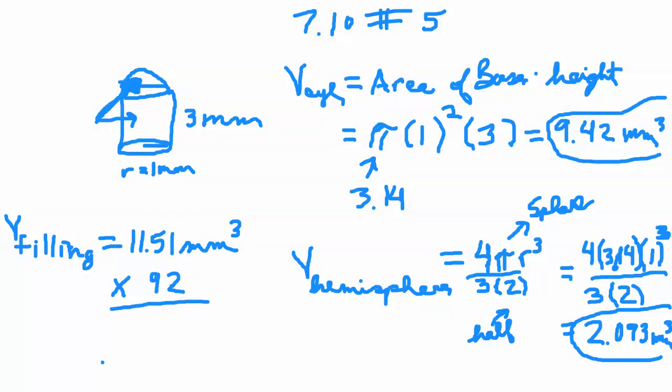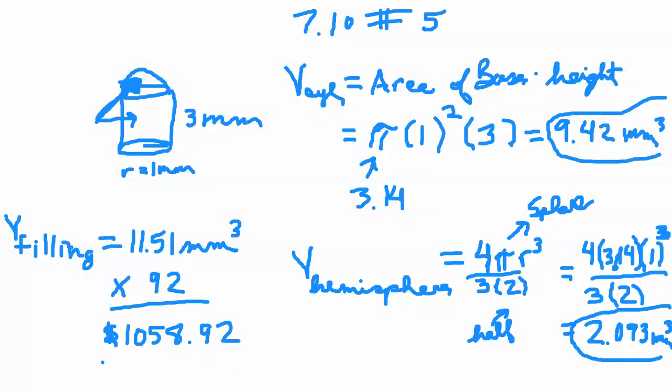I'm getting 1,058.92. How did I get 59? Oh, I put 11.52 instead of 11.51. To the nearest cent, it's 1,058.92.